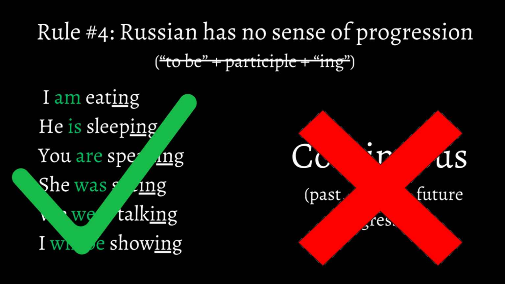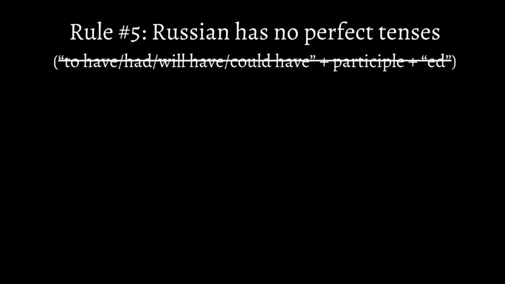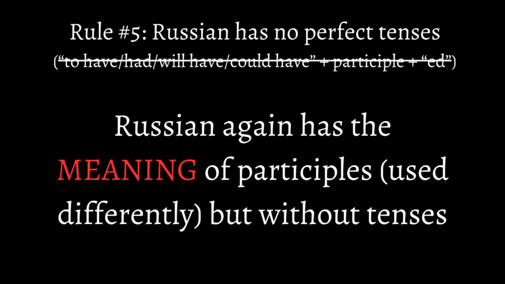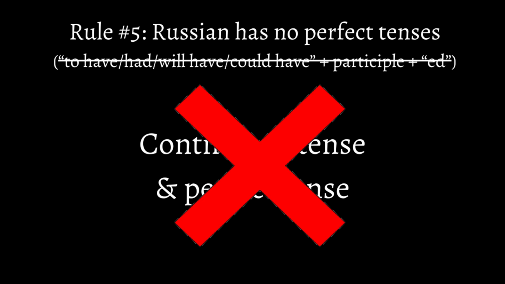This leads me to the fifth thing you should know, and that is, Russian has no perfect tenses. The perfect tense also doesn't exist in Russian, just like the continuous. In English, the perfect tenses can be explained using to have, to had, to will have, or to could have, plus a participle ending in ed. Russian again has the meaning of the participles, which is used differently, but it does not have tenses. So overall, the perfect and continuous tenses cannot be in Russian because they don't exist in Russian.